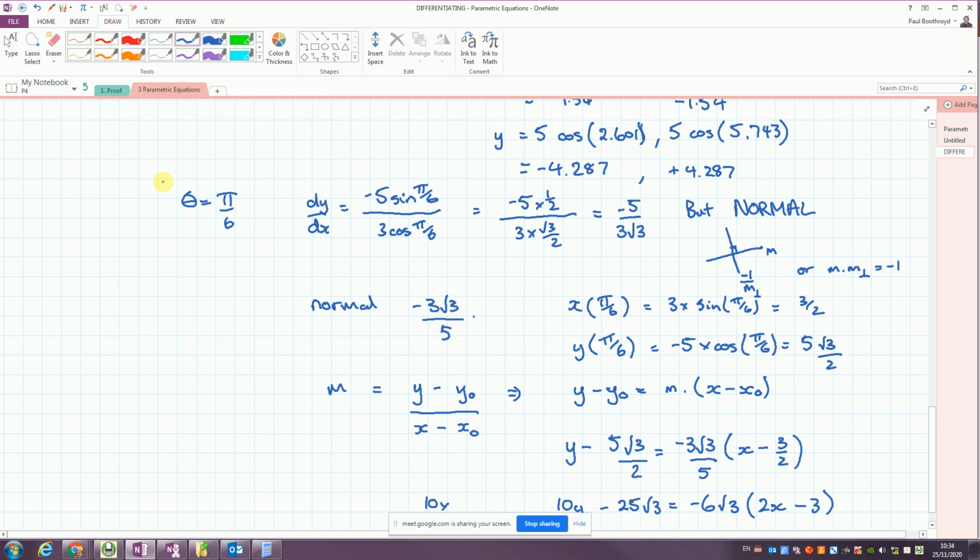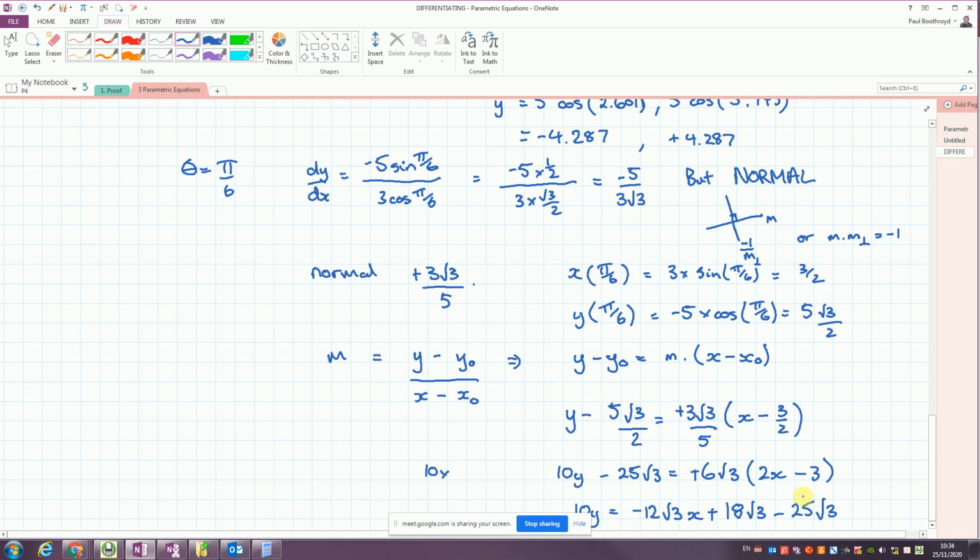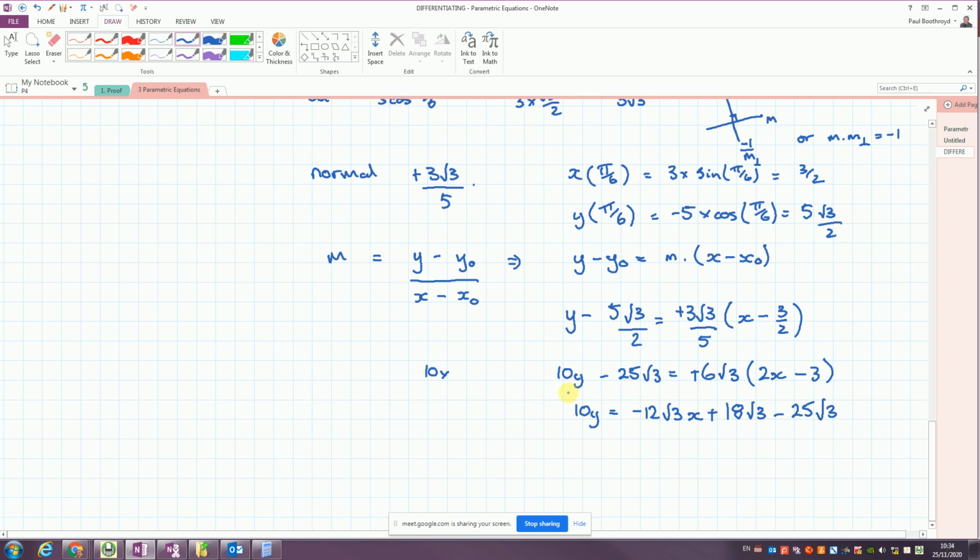I spotted my mistake. I've got the sign wrong back here. Yeah, I forgot the normal changes the sign as well. So that's plus, that's plus, that's plus. So we now get positive 12x minus 8x, add on 25. Still not giving me the numbers they're looking for though.